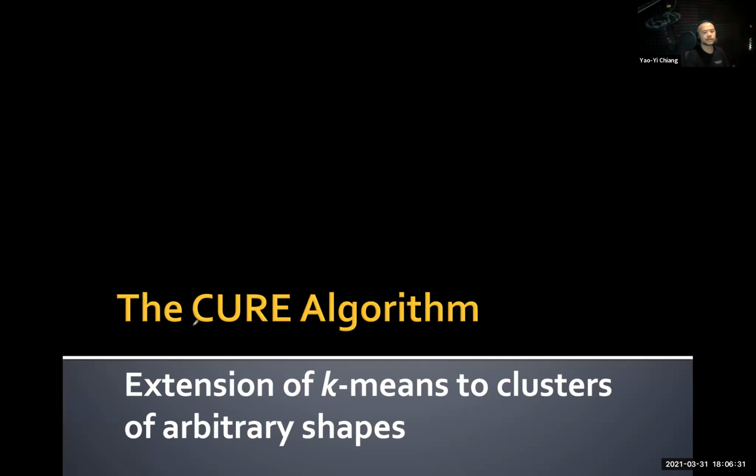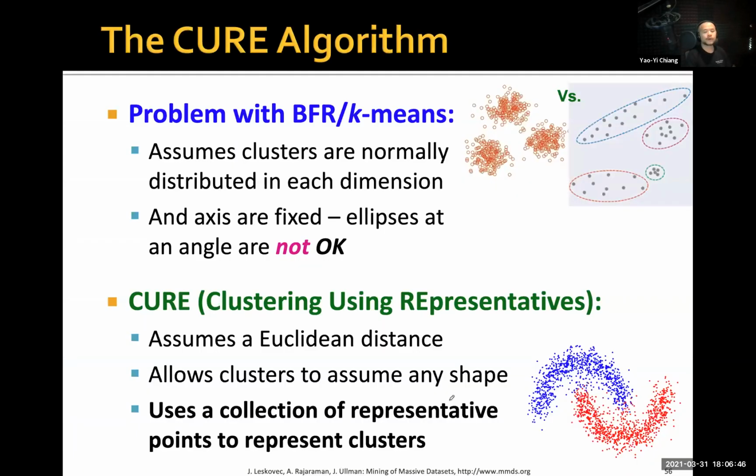Okay, all right. Other than BFR, one more algorithm that I want to talk about is the CURE algorithm. We are going to briefly talk about this, and I'm going to tell you the takeaway of this algorithm. The CURE algorithm is also an extension of the k-means algorithm so that you can handle large data sets. If you remember the problem of BFR or k-means, you always work in Euclidean space. And for BFR, you have to assume your clusters are normally distributed in each dimension.